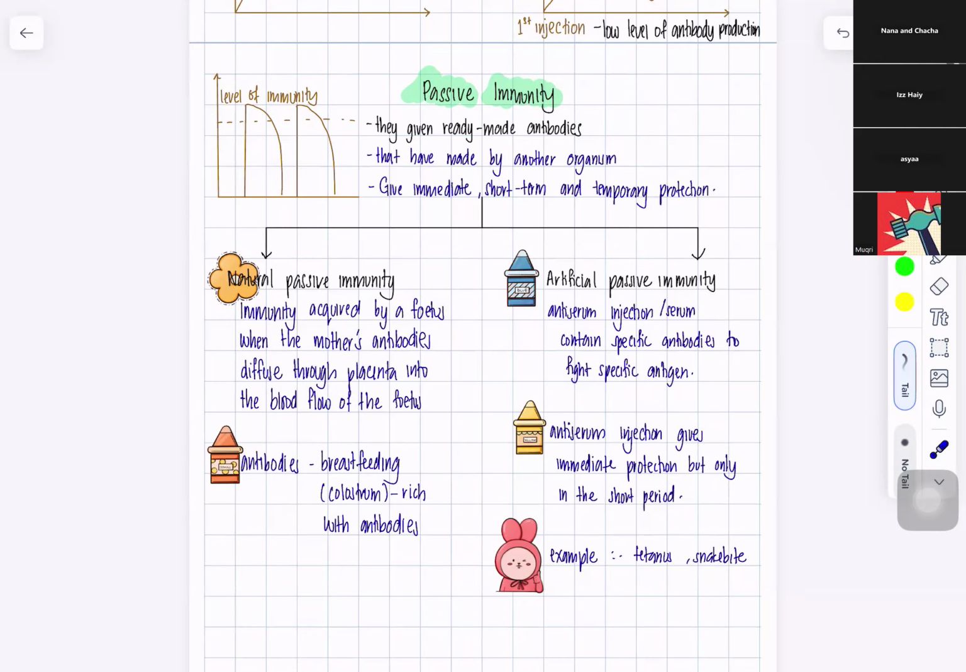Antibodies also come from breastfeeding. That one has colostrum, rich with antibodies. So breastfeed the first milk.